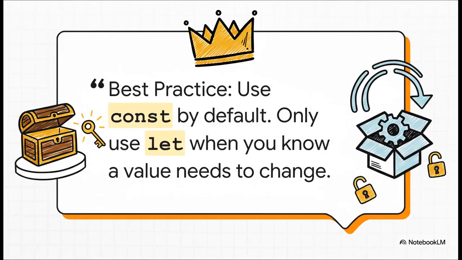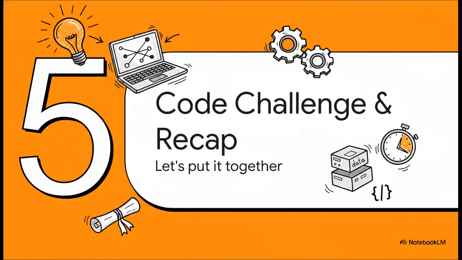If you only remember one thing from all of this, please let it be this right here. This is the golden rule. Start every single variable with const. It makes your code way safer and easier to understand. Then, if you realize, oh wait, this value actually does need to change, you can go back and consciously change it to let.